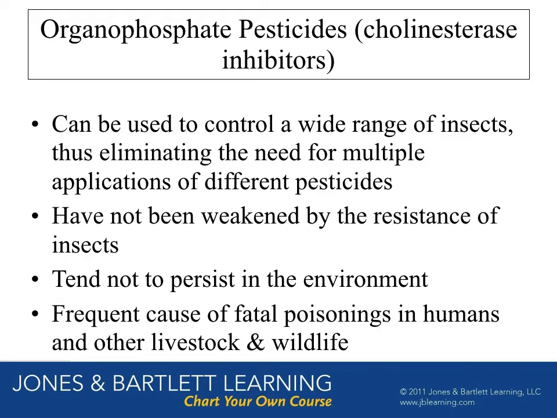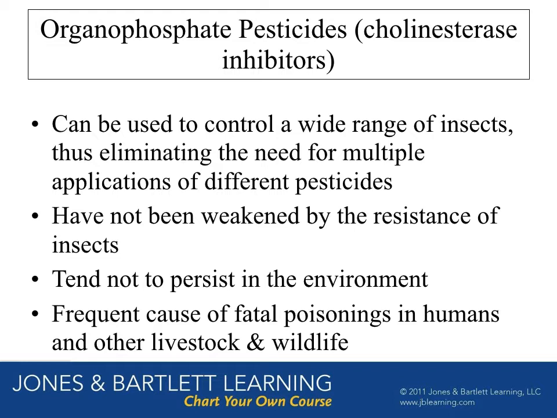Organophosphate pesticides, and these may be some of the most familiar to you. These act by inhibiting cholinesterase, which is an enzyme found in insects and mammalian species and birds, and a lot of different animals. They're used to control a wide range of insects, and this eliminates the need for multiple applications of different pesticides. So this was viewed as a cost benefit. So you can put down an organophosphate pesticide, kill off all the bugs, and not have to worry about picking a different pesticide or a different insecticide for this type of bug or that type of bug.